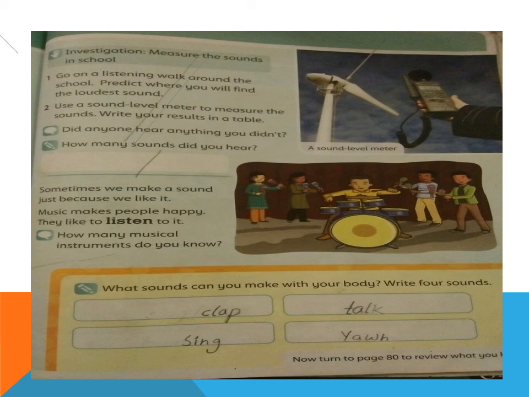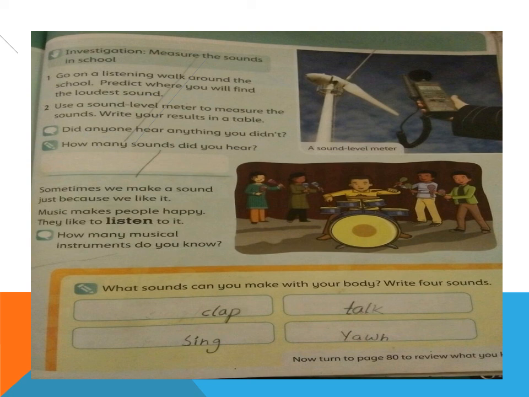I have written clap, talk, sing, and yawn. Spellings of clap: clap. Then talk. At number three, we can write sing. You can write any other sound. S-I-N-G, sing.